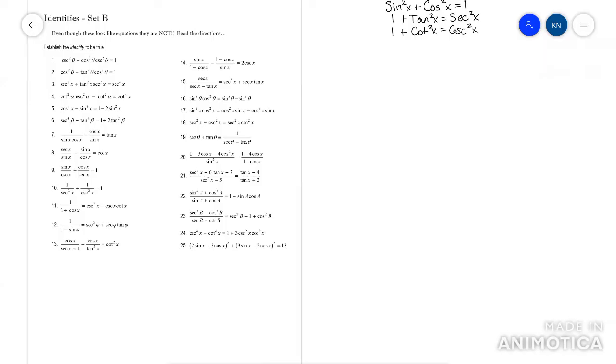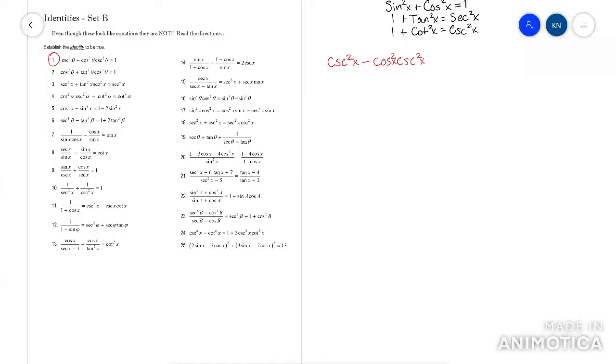All right, this video is going to be part 2 of proving identities, so let's go ahead and get started. I'm on number 1. It's cosecant squared minus cosine squared cosecant squared, and you want to prove that it equals 1. So here's how you would do this.